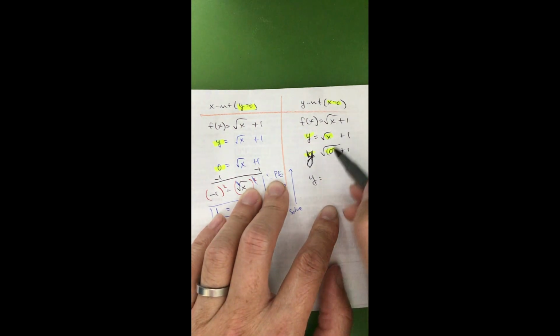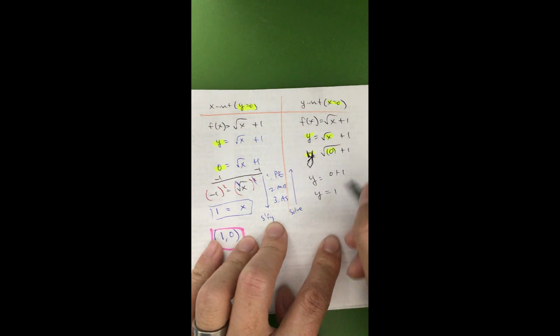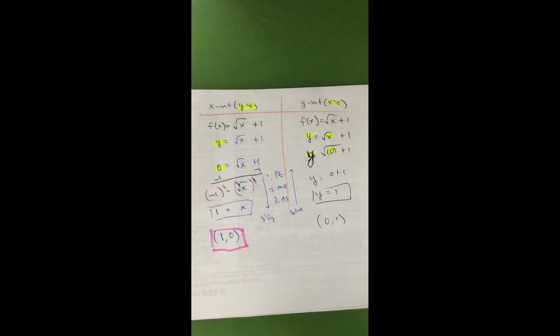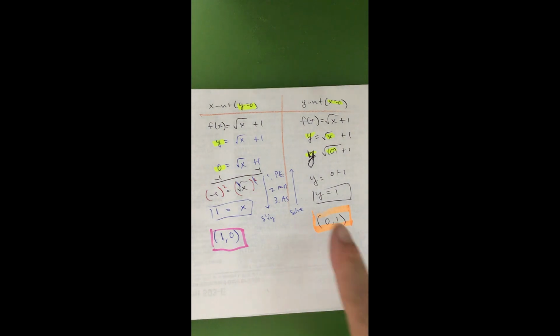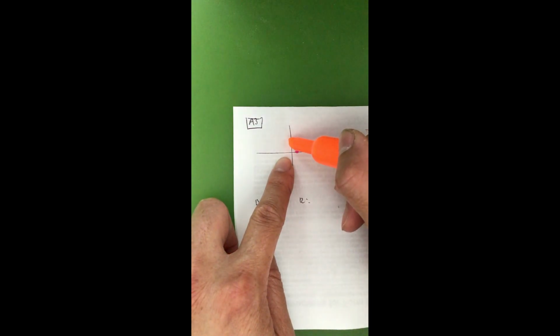So y equals square root of 0 is 0. Again, use your calculator if you don't know that. And you get 1. So when x is equal to 0, your y value is 1. Let's go ahead and graph this y-intercept. So 0, 1.